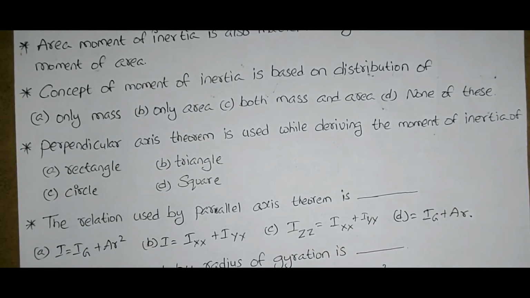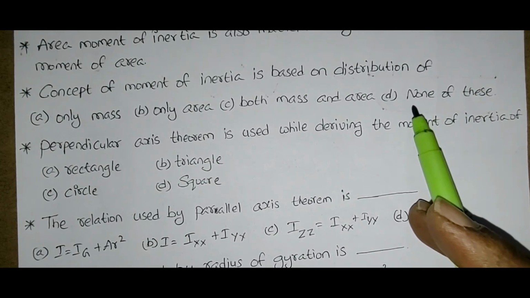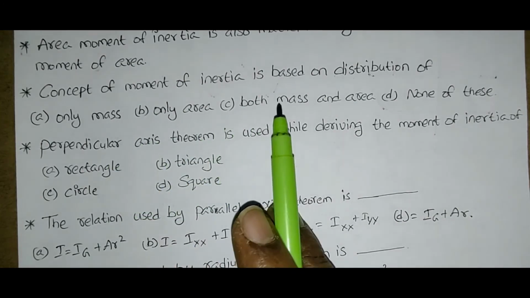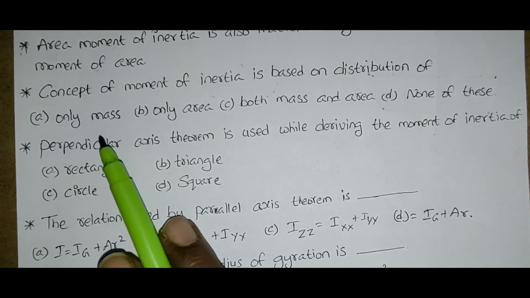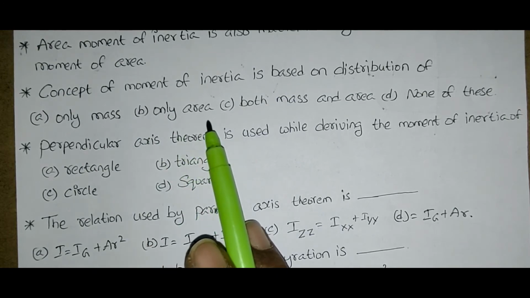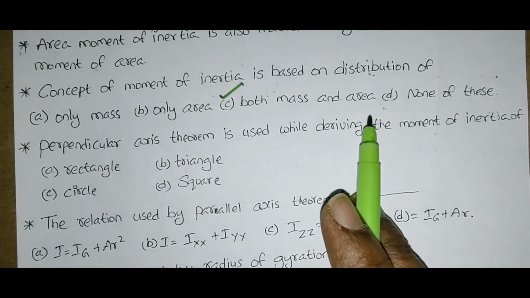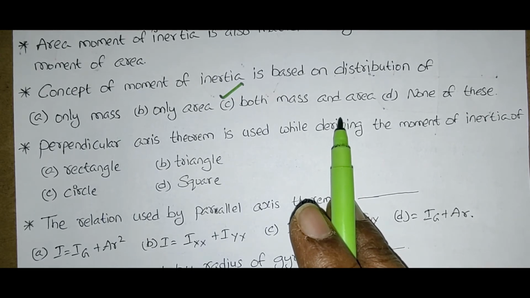So we should not be in a hurry going for these type of options. We have to think carefully, read the question properly, and analyze the options, then only can we go for the correct answer. Now in this case, concept of moment of inertia is based on distribution of only mass, only area. So it is based on the distribution of mass and based on the distribution of area. So the answer is C, both mass and area. Like that we have to think and go for the correct option.